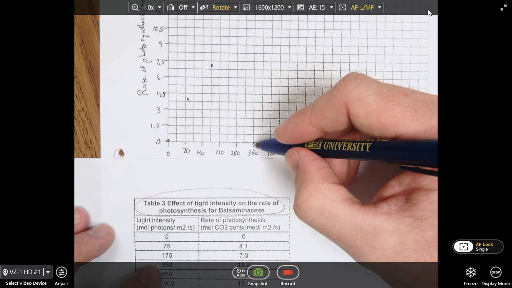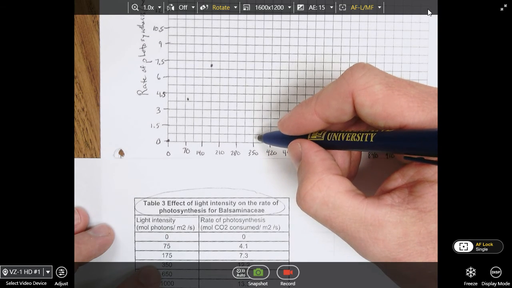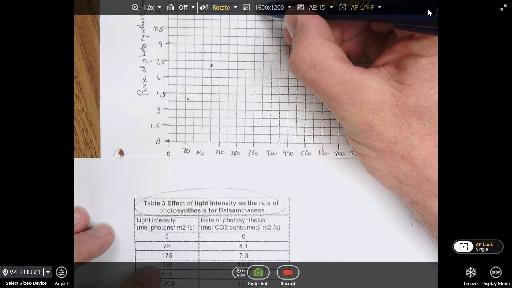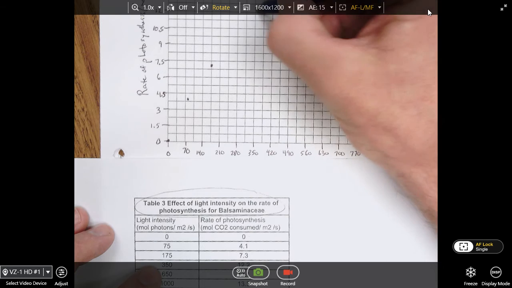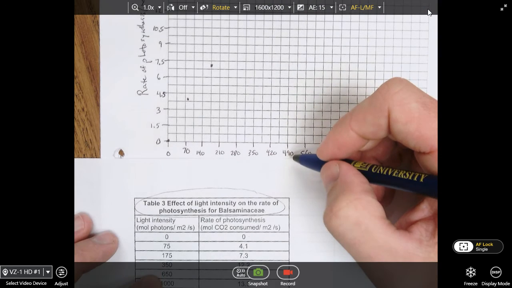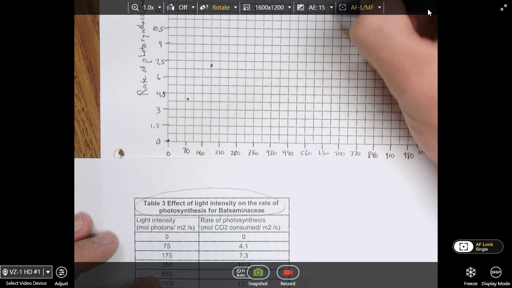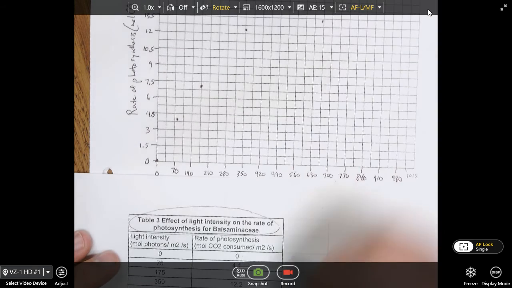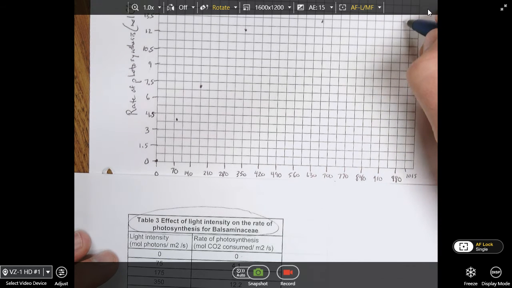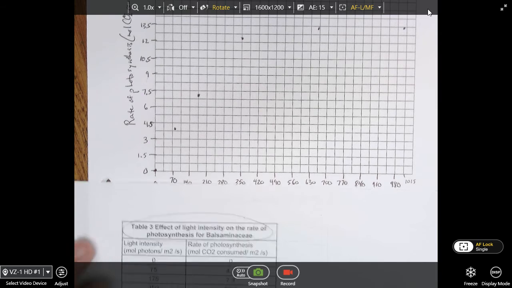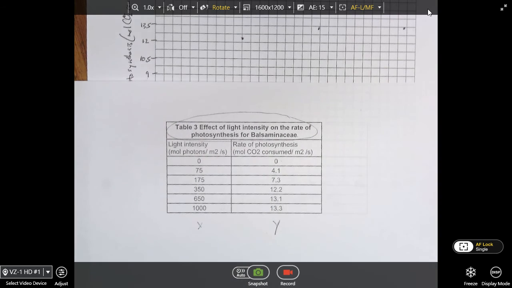350, 12.2. 650, 13.1. 1,000, 13.3. Okay, so now I've plotted all my points based off of the X and Y here.